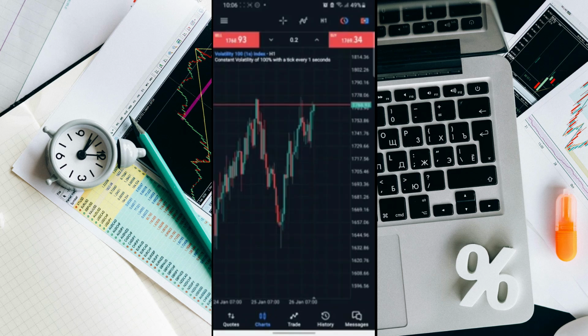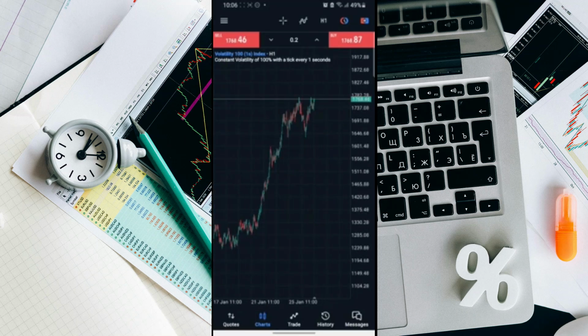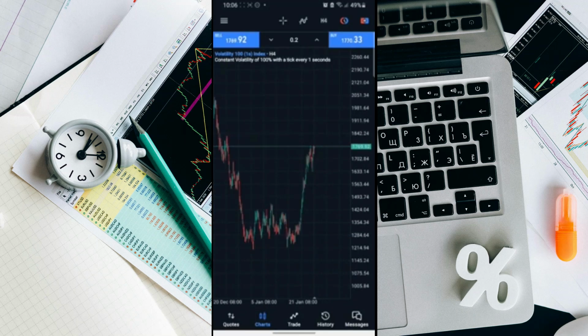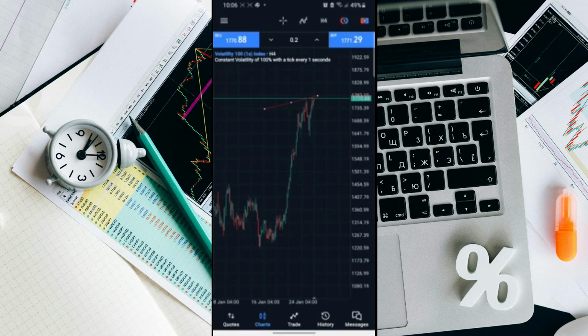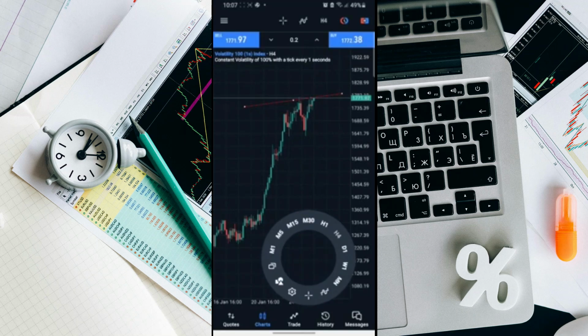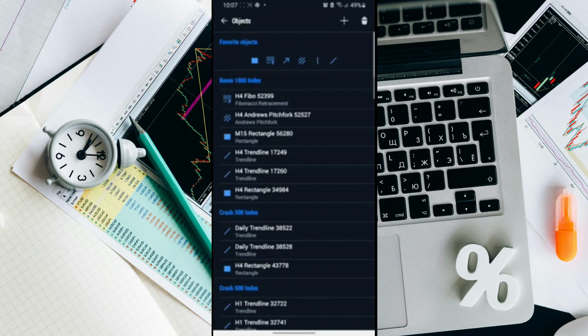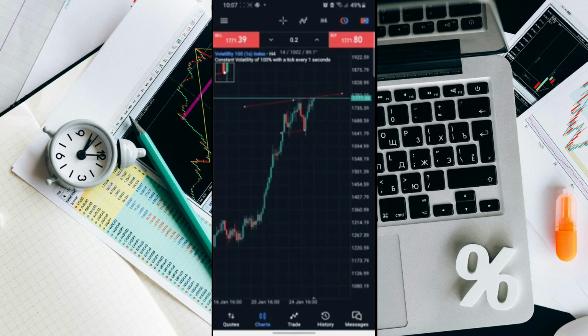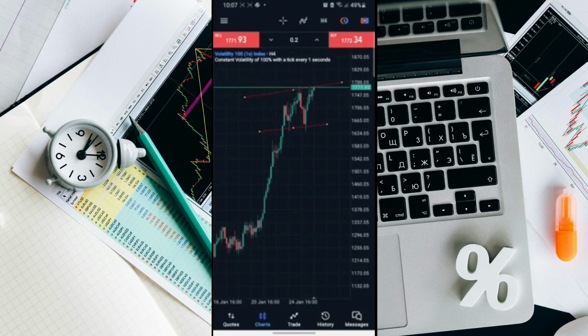This is the volatility 100 1 second. So in this one, this is not a double top or a double bottom strategy. We're going to identify what is known as a channel. So as you can see, I'm drawing a channel that looks like a rising wedge, but the difference between this one and a rising wedge is that a rising wedge is steeper than this one. This one is kind of a channel.